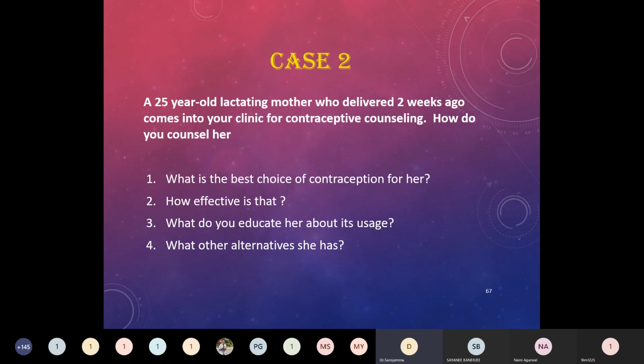She can go for, they have not mentioned how many. Yeah, if she has completed her family, she can go for permanent methods of contraception, or she can go for injections or implants. So anything in the form of progesterone can be safely used in the lactating woman.